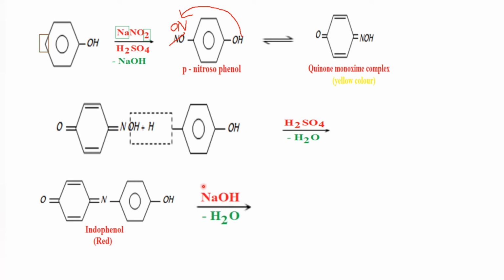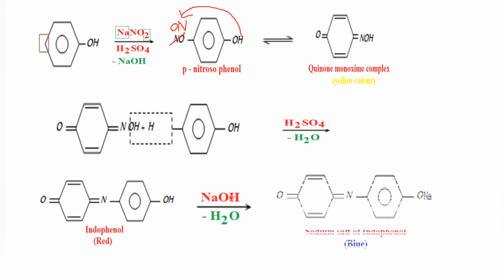Now with the indophenol we are adding sodium hydroxide. By that addition H is replaced by Na and we are getting the sodium salt of indophenol and that is blue in color. So here first we are getting a product called para nitrosophenol. That's why this reaction is otherwise called as Liebermann's nitroso reaction.